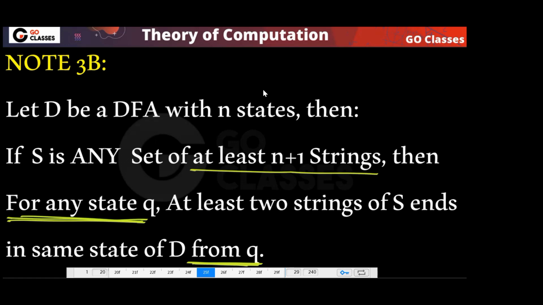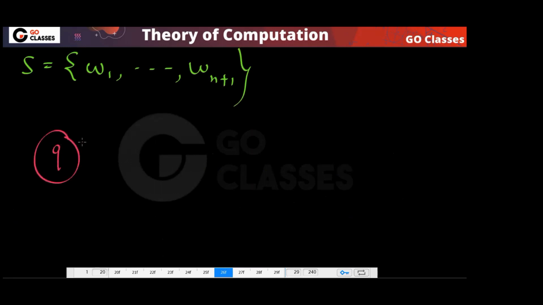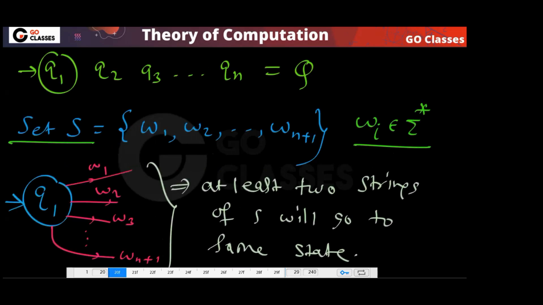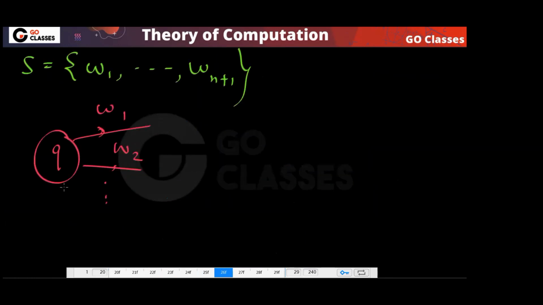Again, this is also true. This is also true. Correct? In any state you start, it does not matter. It does not matter in which state you start. If you have a total of n plus 1 strings, now if you start in some state, it cannot happen that you are going to different states from state Q. In this situation, Q1 was the initial state, but now I'm talking about any state.